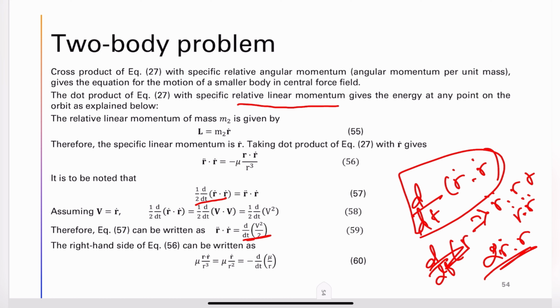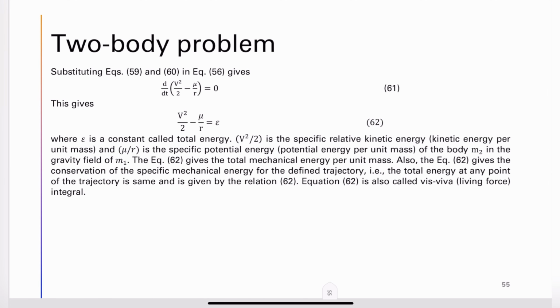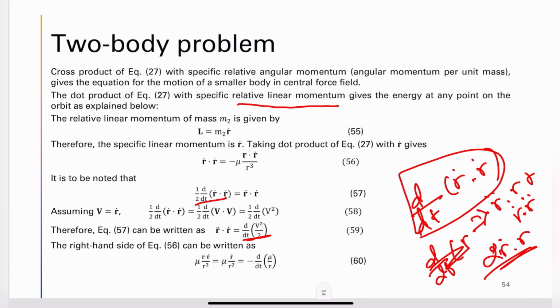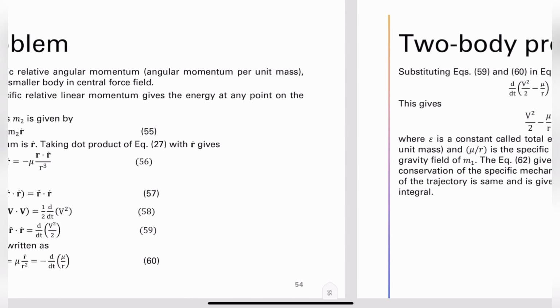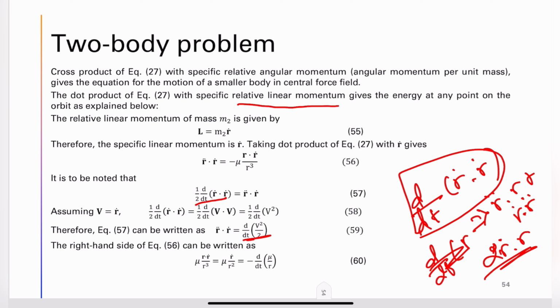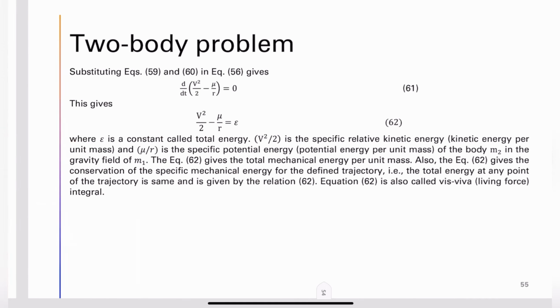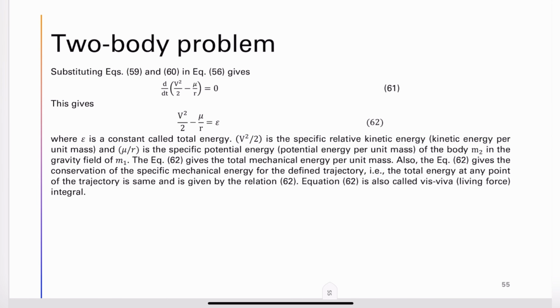Okay, so this is looking like a differentiation of this, right? So we are writing this in the differential form. Now we have arrived here with this, and we have arrived here with this. So we are substituting both whatever we have arrived at in 59 and 60 in the expression 56. So we get dou by dou t of v square by 2 minus mu by r is equal to 0. So when I integrated, we have v square by 2 is equal to mu by r plus epsilon, where epsilon is a constant, that is nothing but the total energy.